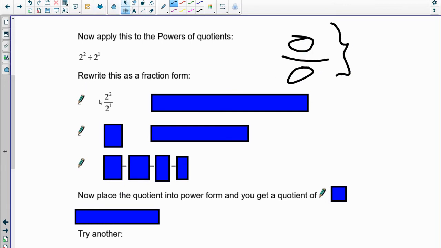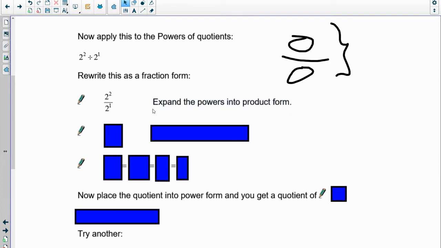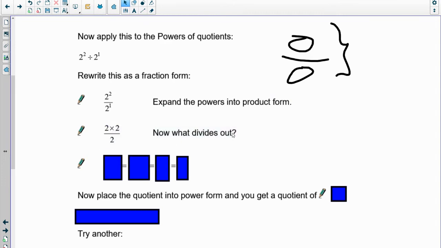Now, taking a look at this, 2 to the 2 divided by 2 to the 1. If we expand the powers into a product form, we have 2 times 2 over 2, which gives you, dividing out, what? These 2 right here. So those move over, cancel out, and you get 2. So again, we had 2 2's. And we removed 1 of them.